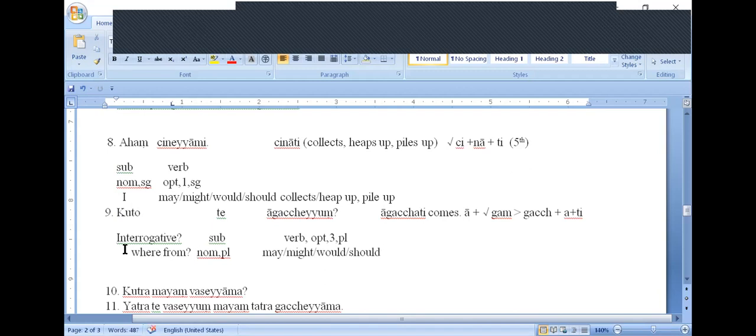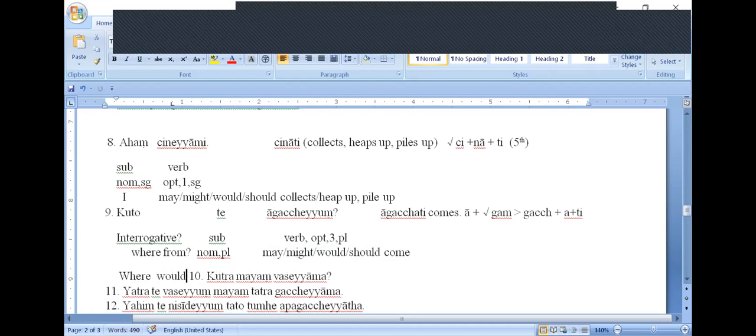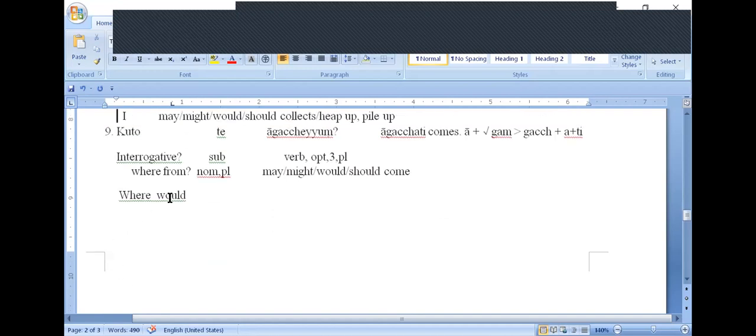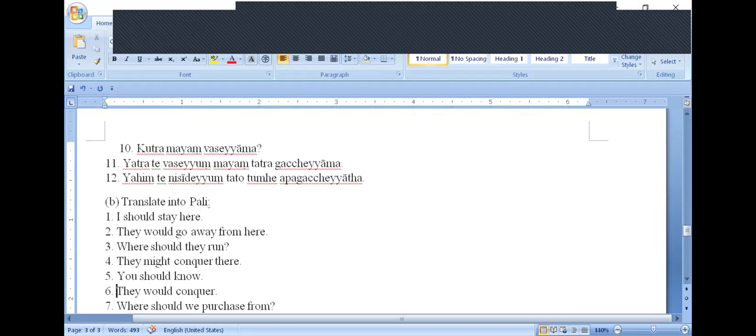So the sentence is: we might, yes we might. We would, we should, we may, not so suitable to me. We might, maybe not suitable, so we would. Where would they come from? Okay. Where should they come from? Also where might they come from? Where should they come from? Where would they come from? It is better. Okay, thanks. Okay, thank you. Okay, number 10. We still have 3 more left.